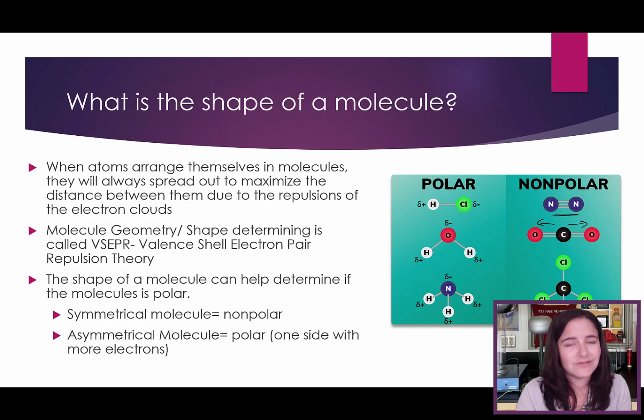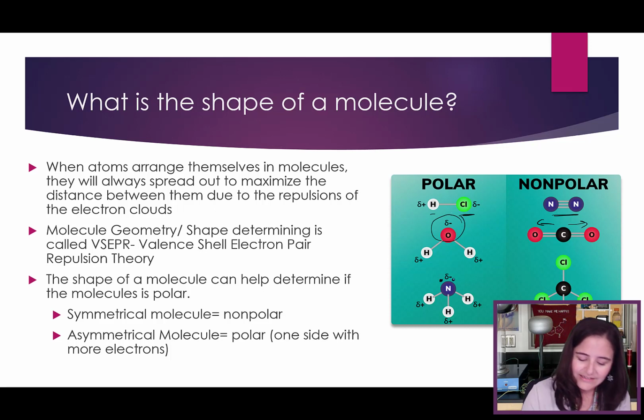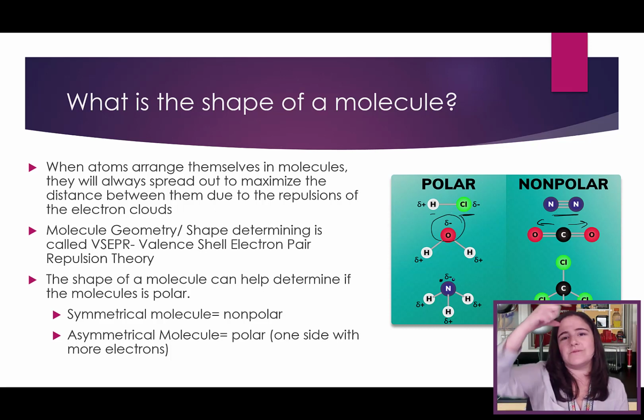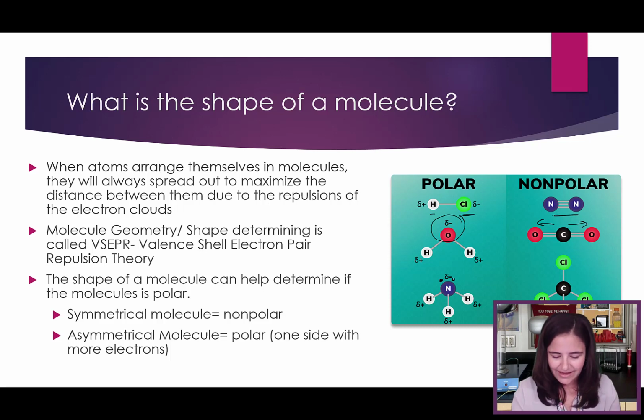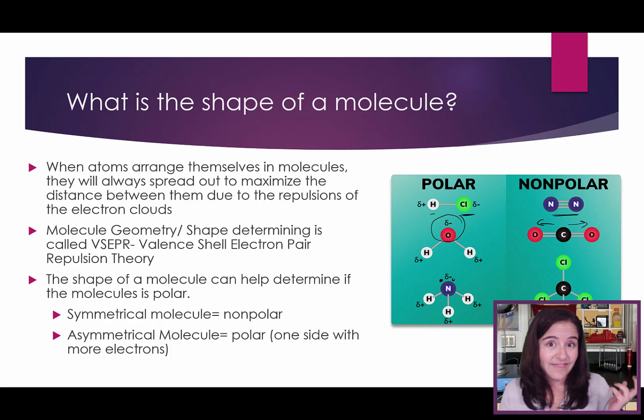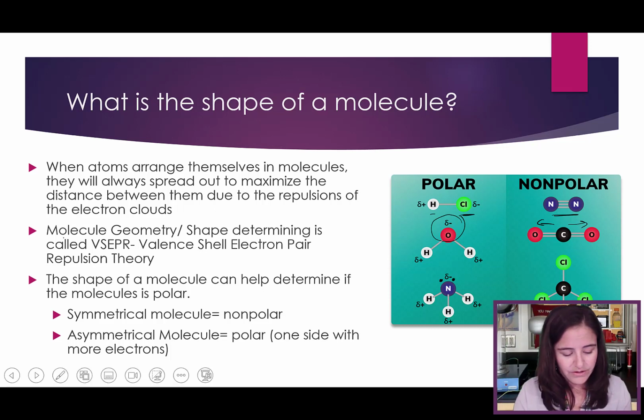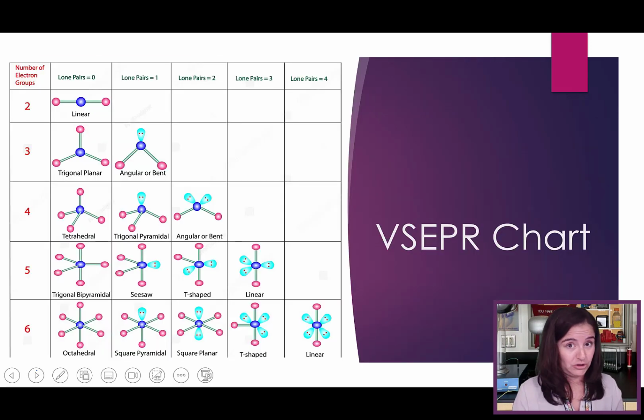Where polar ones, there's going to be some imbalance, okay? Like chlorine has more electrons than hydrogen does, so it's going to be negative, okay? We'll talk about water in a second. Nitrogen has a lone pair on top of it, which pulls that electron density up, okay, and creates a polar molecule. Now, what the names of these shapes are and how we use them is something called a VSEPR chart.